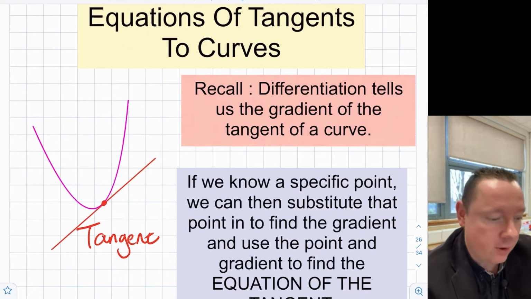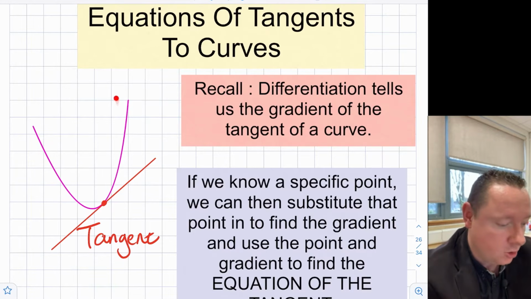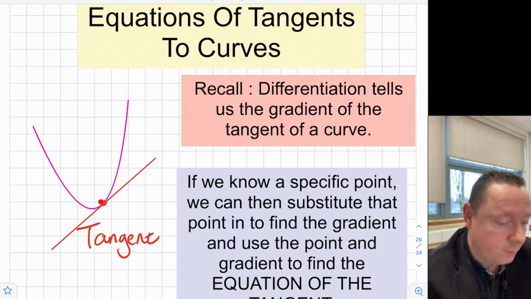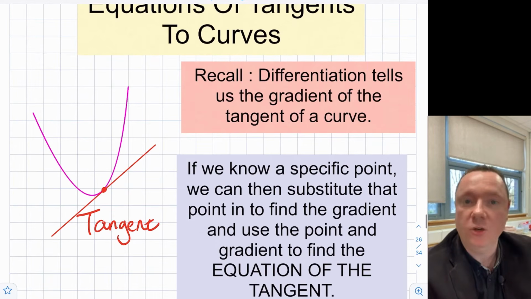Today we're going to be looking at equations of tangents to curves for Higher Maths differentiation. So you should remember that the first thing is differentiation tells us the gradient of the tangent of a curve. So if I draw a curve like so, a tangent, remember, is just a line that touches it at one point, and if we differentiate a function, we're given an equation that would tell us the gradient. And if we had a specific point, then we could substitute that point in to find the specific gradient and then use y minus b equals m times x minus a to find the equation of the tangent.